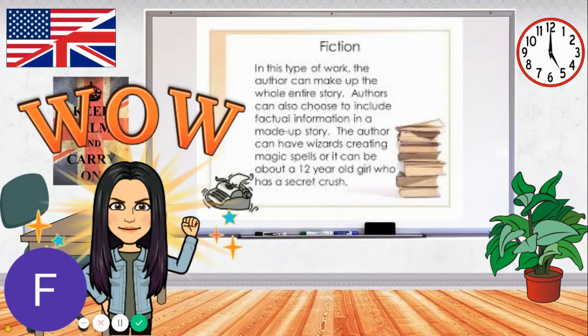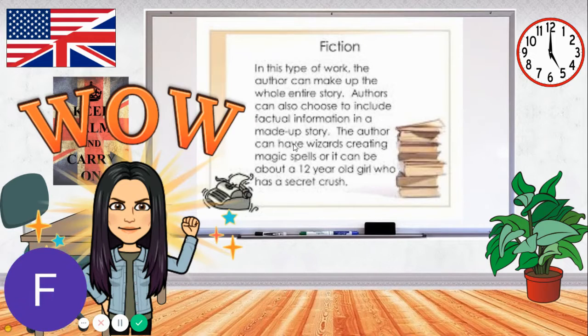Let's check the definition of fiction. In this type of work, the author can make up the whole entire story. Authors can also choose to include factual information in a made-up story. So you can find something that is real, but the story is not real.